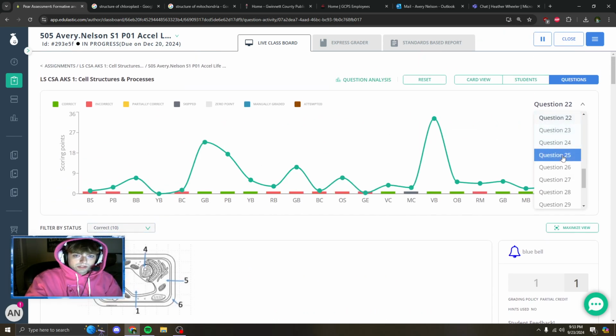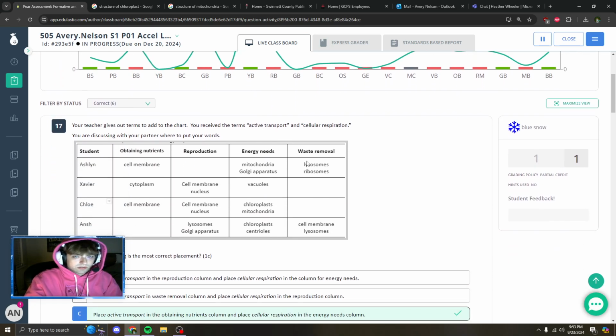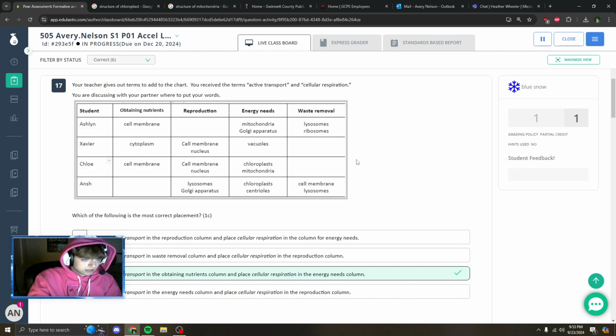Okay, let's check out question 17. Go to question 17. This was actually the most missed question. So it is asking me to put active transport and cellular respiration in the correct categories in this chart. Okay, the tricky thing about this, one of these is already full, but I'm not paying attention to that. I'm paying attention to what category do these fit in.